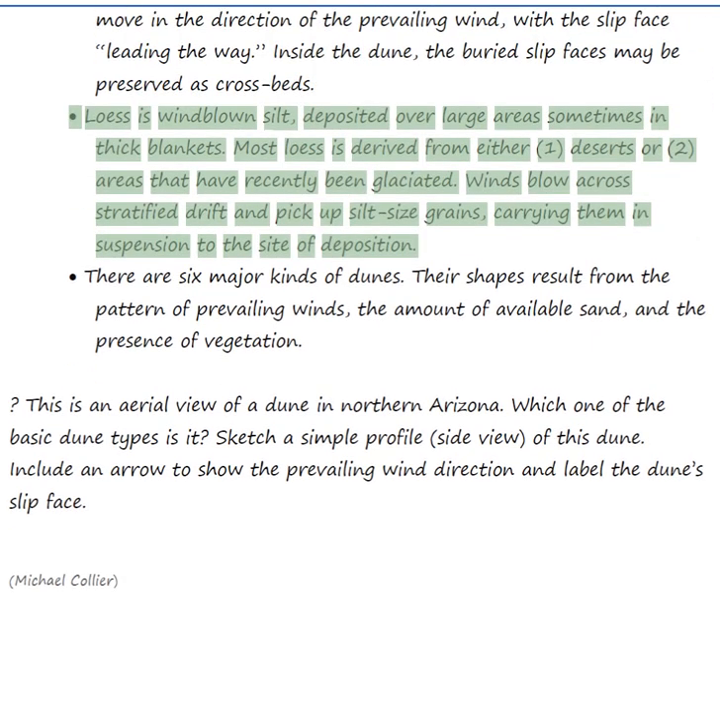Loess is windblown silt, deposited over large areas, sometimes in thick blankets. Most loess is derived from either deserts or areas that have recently been glaciated. Winds blow across stratified drift and pick up silt-sized grains, carrying them in suspension to the site of deposition.